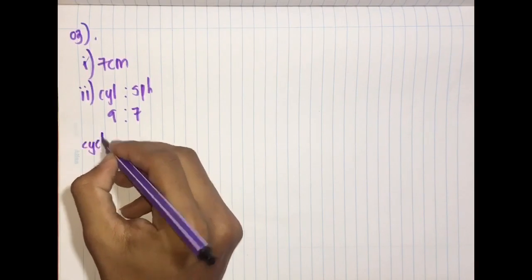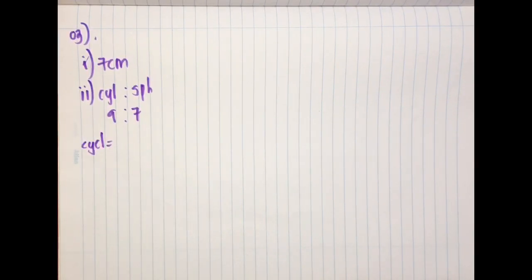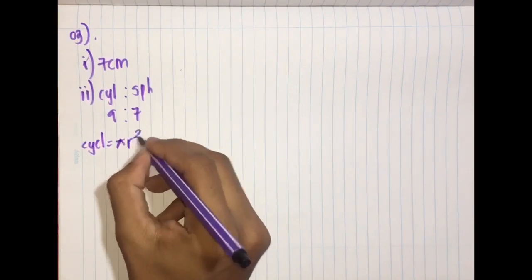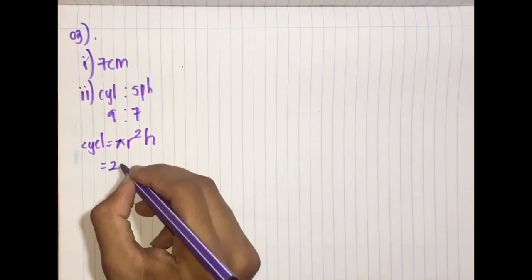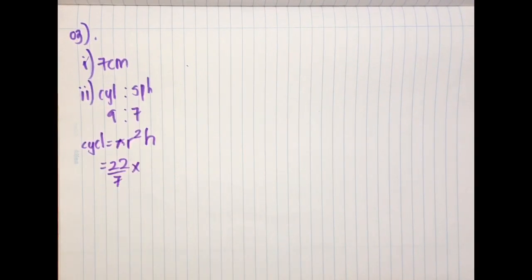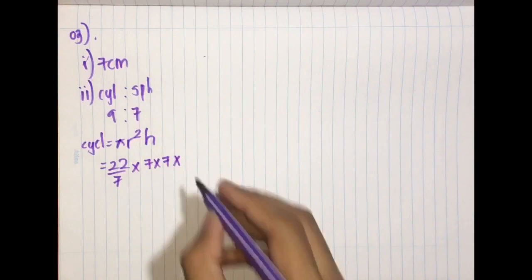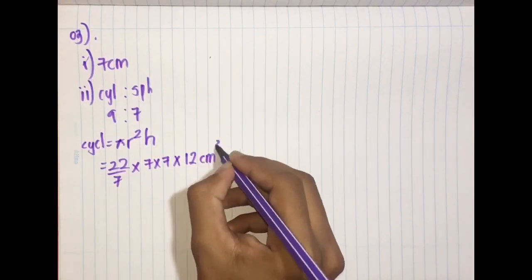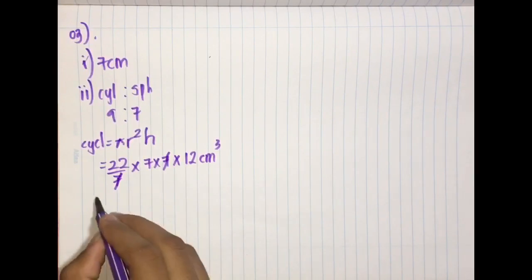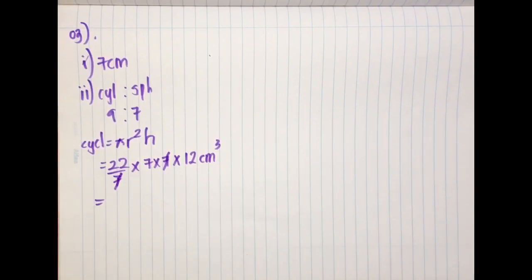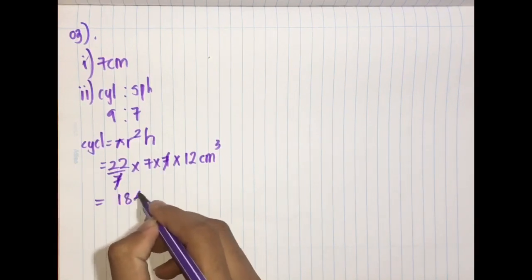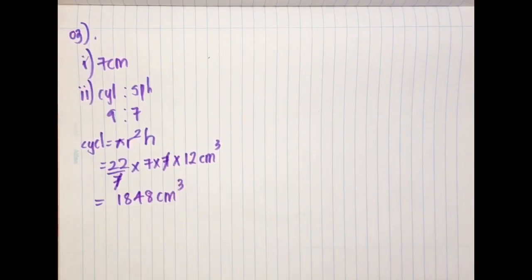Okay, let us first find the cylinder. Cylinder, what is the equation? Yes, it is equal to pi r square h. So pi is equal to 22/7. What is the radius of the cylinder? We have already found that, that is equal to 7, into 7, into what is the height of the cylinder? It is equal to 12. So unit will be centimeter cube. So you can cancel out one 7, and when you simplify, you should get 22 into 7 into 12. It should be this value, 1848 centimeter cube. Is that part clear? Okay.